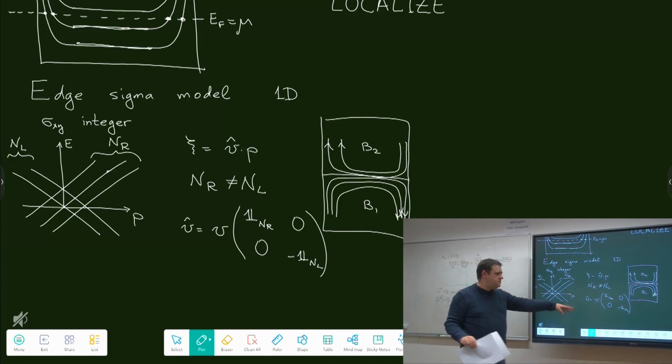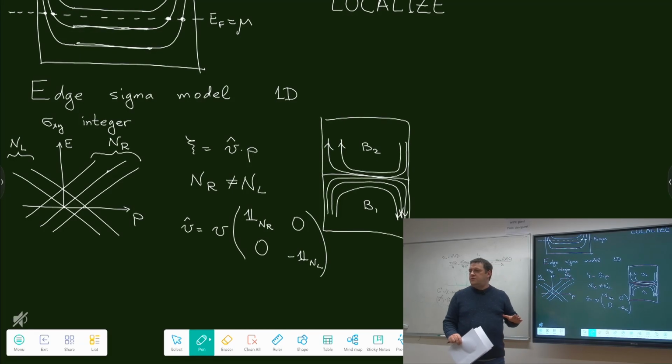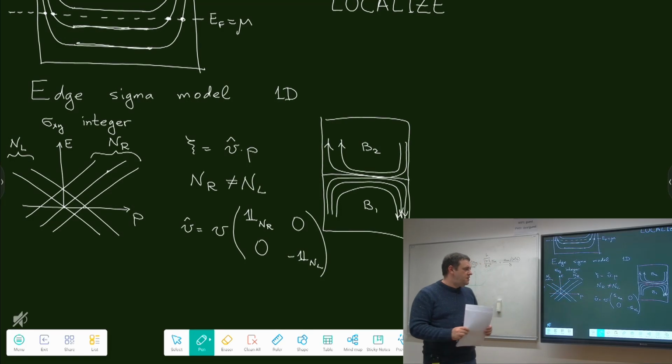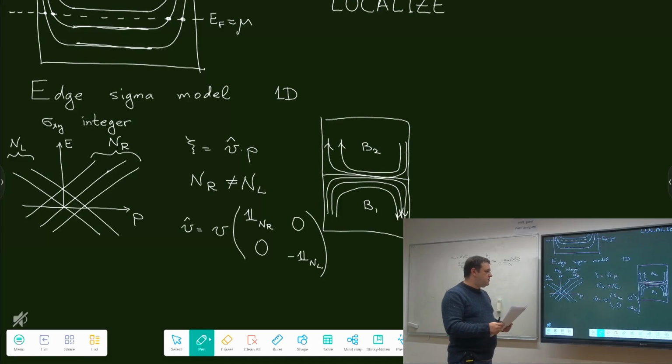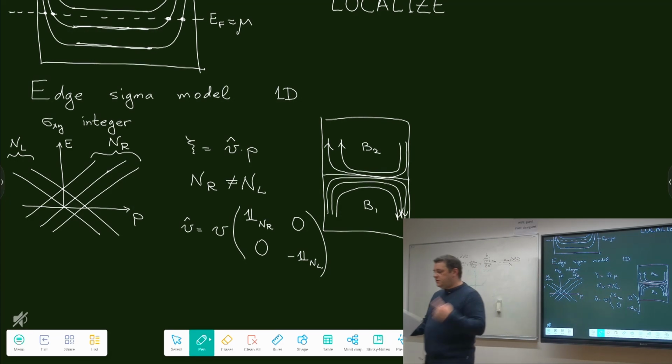And for simplicity, I assume that all velocities have the same magnitude. So these lines, they have all the same slope. Actually, this is not important. You can also assume that the slopes are different and the result will not depend on this. But it's just easier to work this way. So my goal is to start with this Hamiltonian, to add random potential to it, and to derive a sigma model in one dimension.